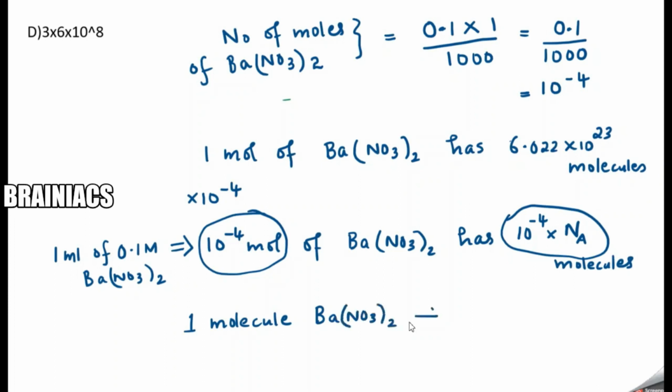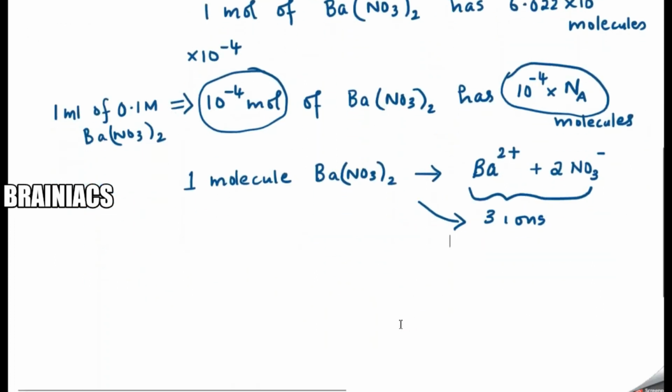Barium nitrate can give how many ions? We know that when it splits up, how many ions will be formed? I can say this will be splitting up in such a way that there will be Ba2+ and 2 NO3-. This is how the barium nitrate splits up. So totally how many ions are there? 3 ions. So that means one molecule of barium nitrate can give rise to 3 ions.